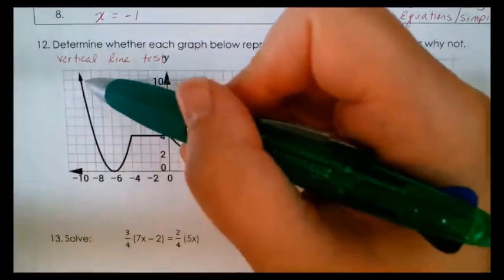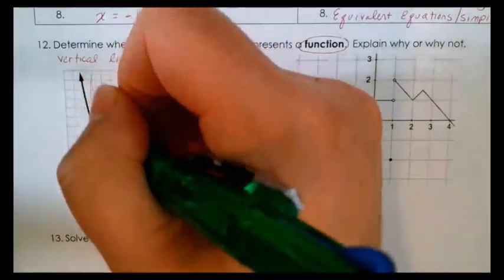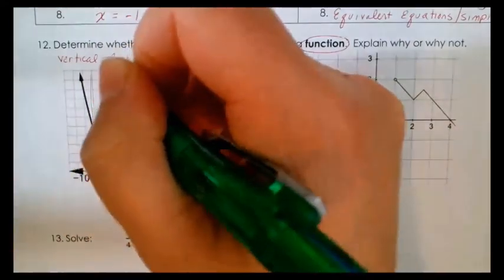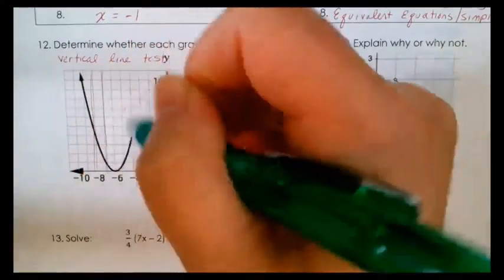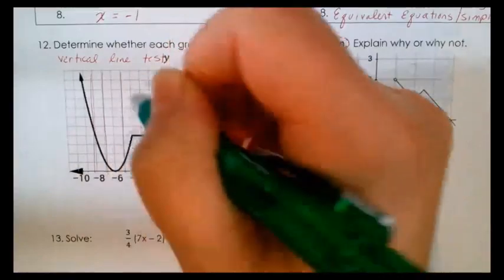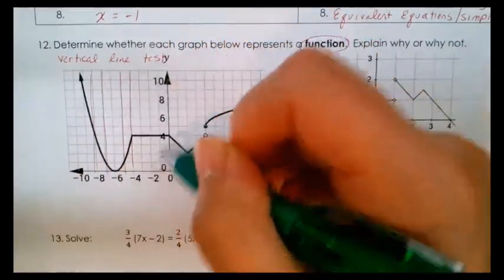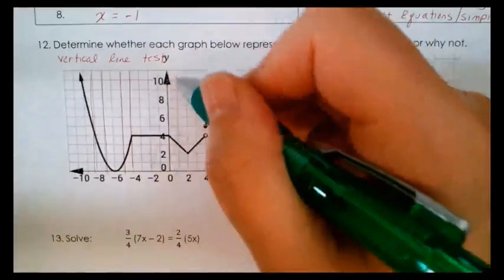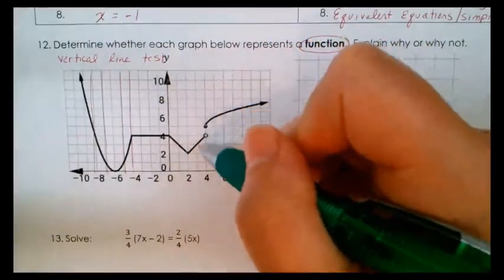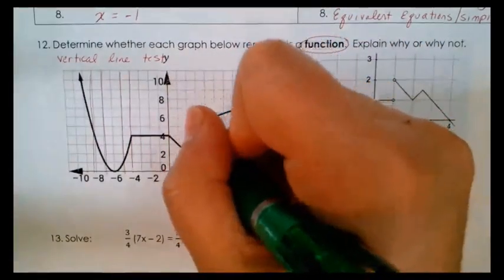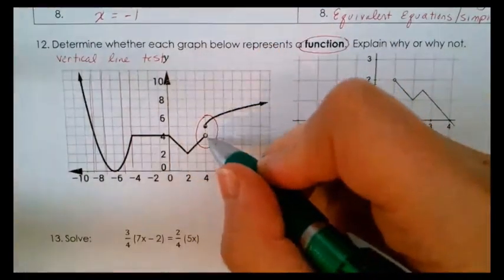So if I take a look starting on the left, and I start thinking about these vertical lines, I've only crossed once, crossed once, crossed once, crossed once. So you want to keep going and make sure you only cross your function once. Now, notice when we get here, we do have 2 points.